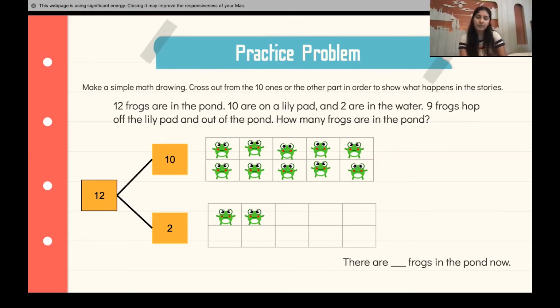Yeah, you're right. The 9 frogs, right? They hopped off the lily and then they went out of the pond. So if they jumped off the lily, it's the ones from here, right? And since we can't subtract 9 from 2, we're going to go over here to 10 and subtract the 9. So let's count.